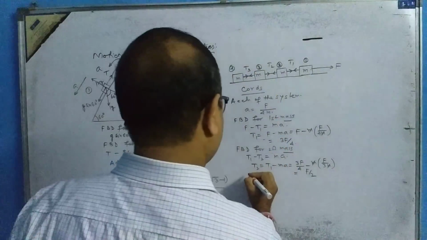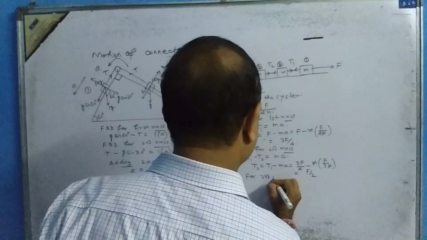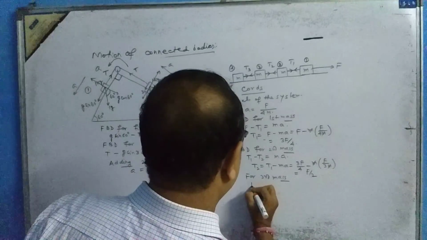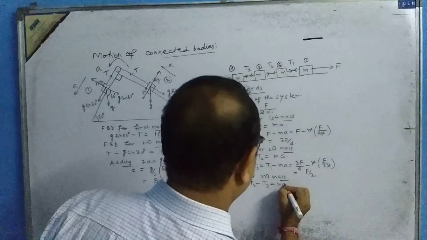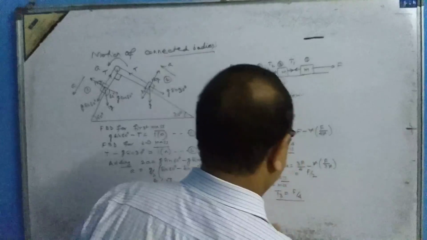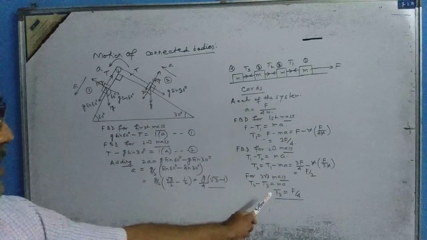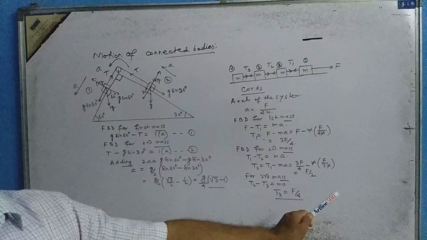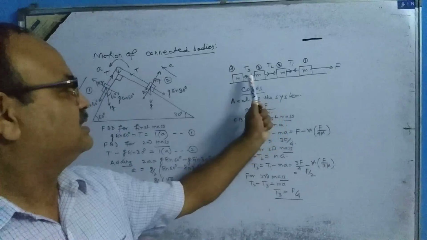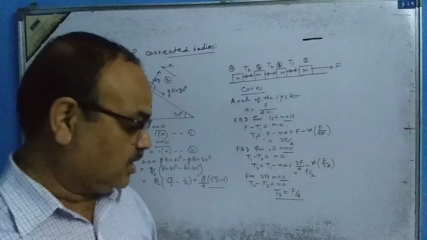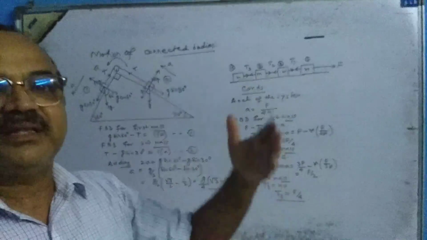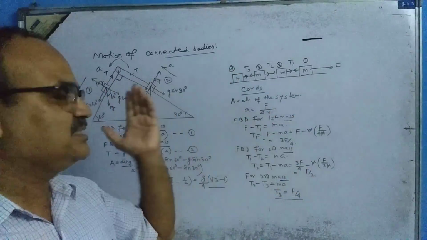Here T3 will act like this for the third mass. You apply the FBD for the third mass yourself. You will be getting T2 minus T3, and you will definitely get, please check it, T3 is equal to F by 4. That means what we are getting is that the maximum tension is here and the least is there. That means the cord nearest to the force has the maximum tension, and the cord farthest from the force has the minimum tension.